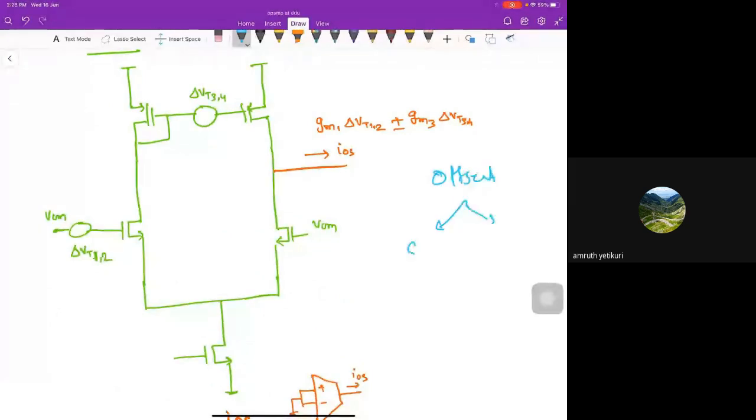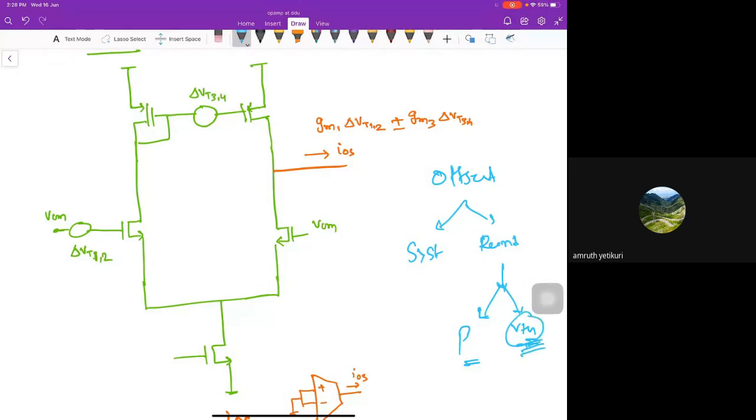Actually, there is the systematic offset and the random offset. In the random offset also there are two things: due to the beta mismatch and due to the VT mismatch, you will get an offset. You will find many papers, and in Razavi also, in the last chapters. So please go through that. Mostly this VT mismatch is dominant.